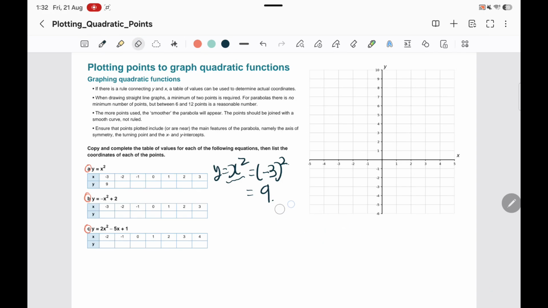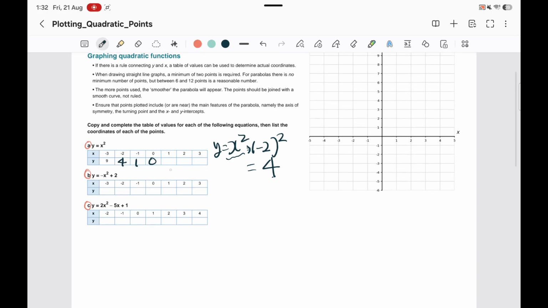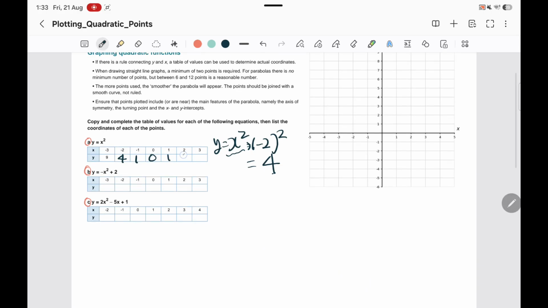The same goes for -2. When x equals -2, you get 4. What about -1? Then you get just 1. And 0 gives 0. When x equals 1, it's the same as -1 because you just calculate 1 times 1, and then 2 times 2 is 4, 3 times 3 is 9.